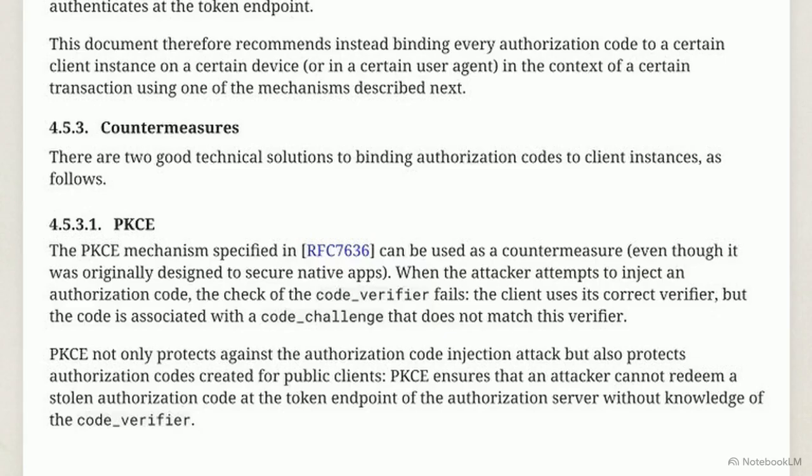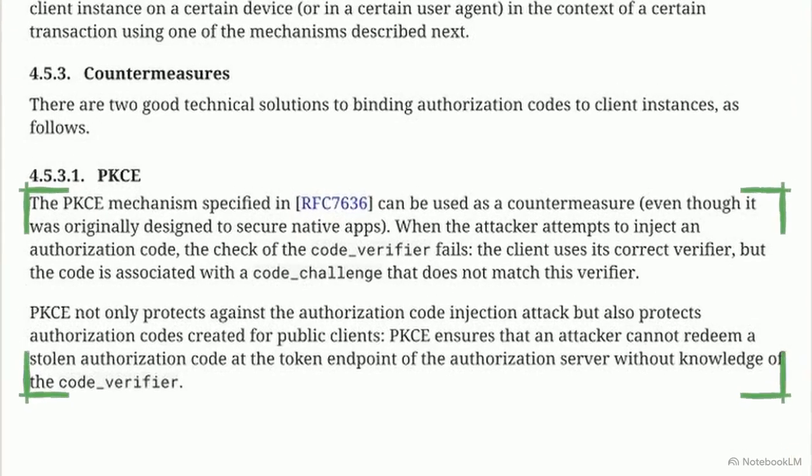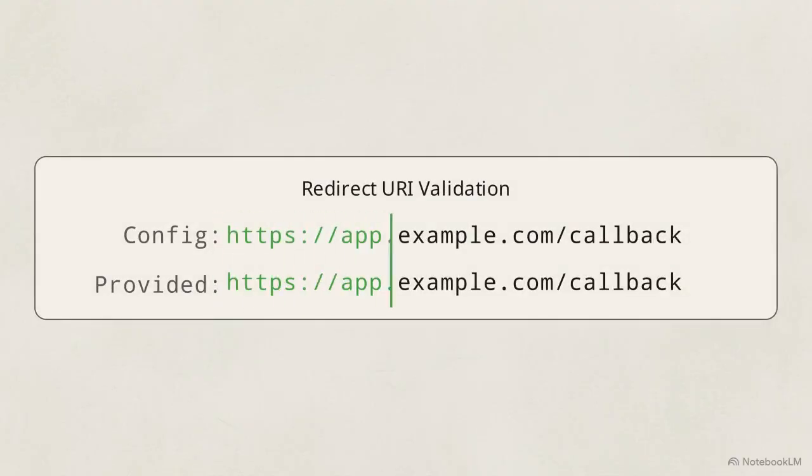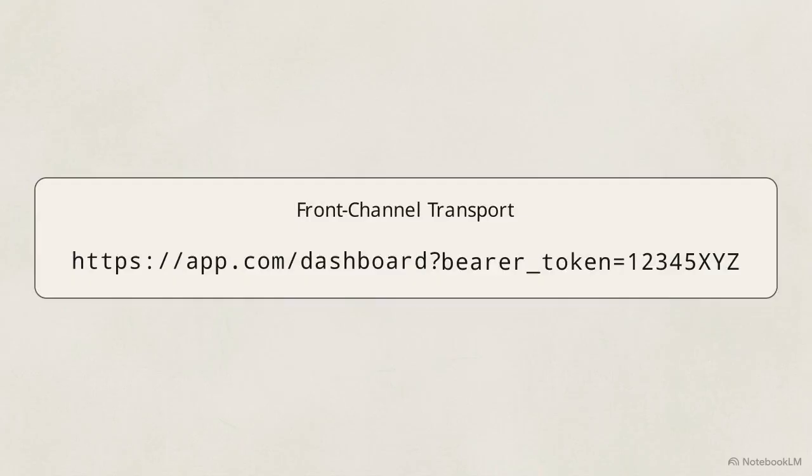As detailed in the official security specification shown here, PKCE is so effective at stopping code injection that it is no longer restricted to mobile apps. OAuth 2.1 elevates it to a strict requirement for all clients, including confidential server-side applications. To close any remaining loopholes, the updated standard also enforces exact string matching for redirect URIs and outright bans the transmission of bearer tokens in query strings.